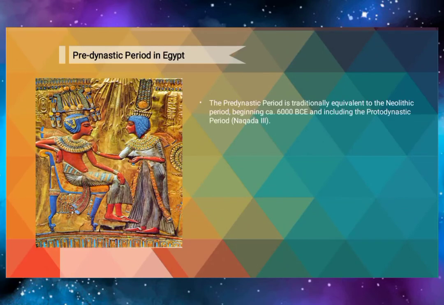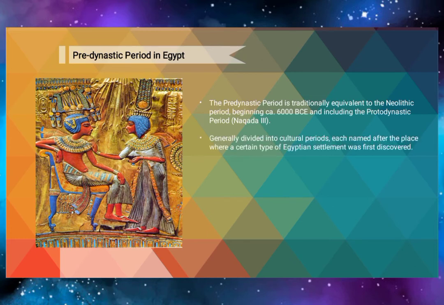So, the pre-dynastic period is traditionally equivalent to the Neolithic period beginning circa 6000 BCE and including the proto-dynastic period, or Dynasty 0. It is generally divided into cultural periods, each named after the place where a certain type of Egyptian settlement was first discovered.